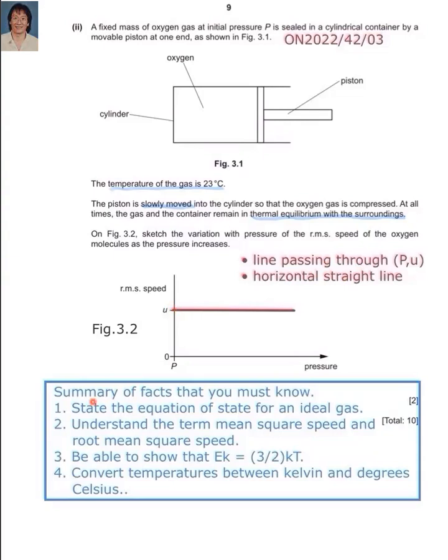This is a summary of the facts that you must know to solve this question. You must be able to state the equation of state for an ideal gas. Understand the term mean square speed and root mean square speed, and be able to calculate either one of them. Be able to show that the kinetic energy equals 3/2 kT, which is the formula for the kinetic energy of 1 molecule. And then for number 4, you must be able to convert temperature between Kelvin and degrees Celsius.